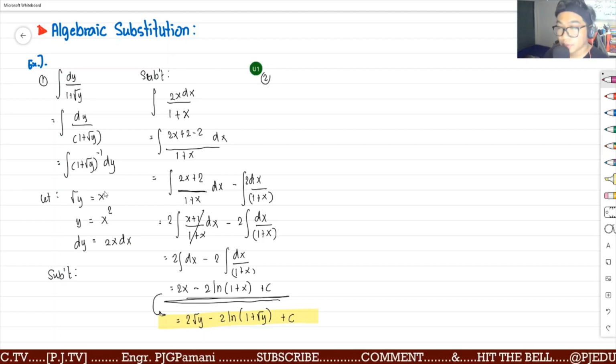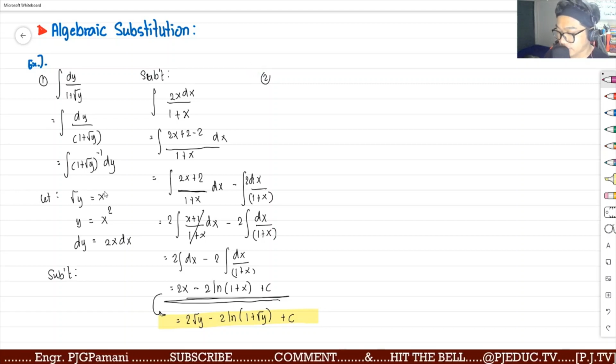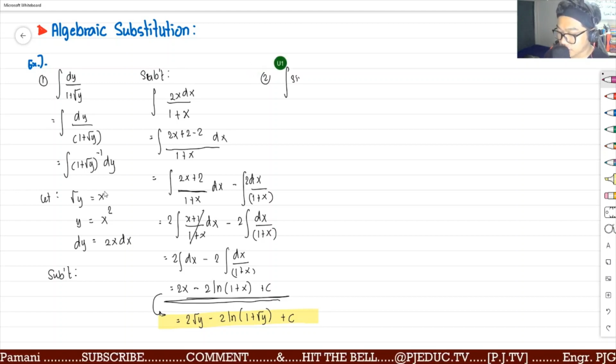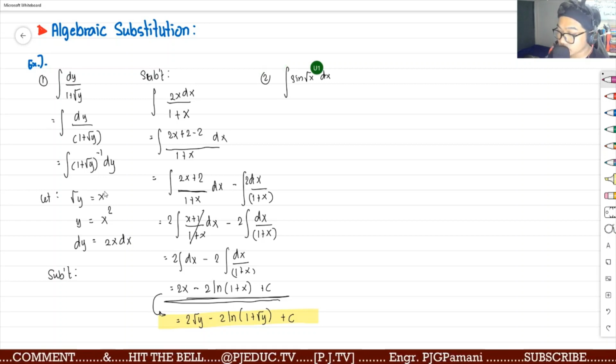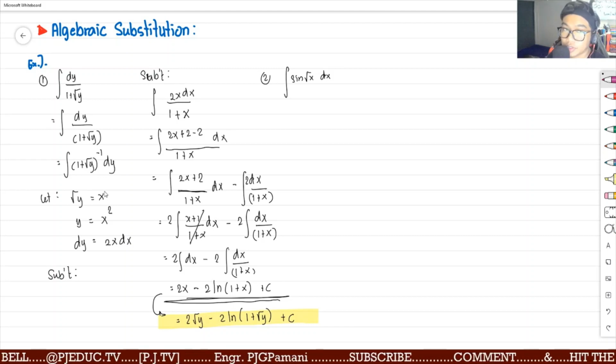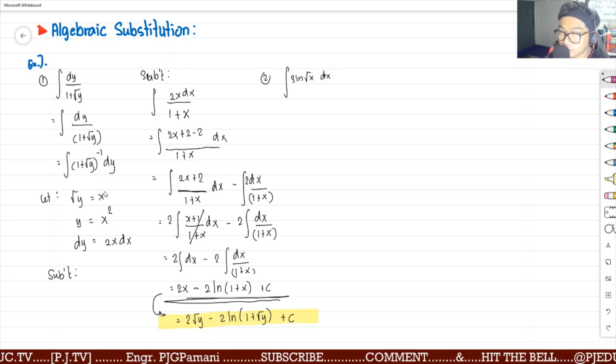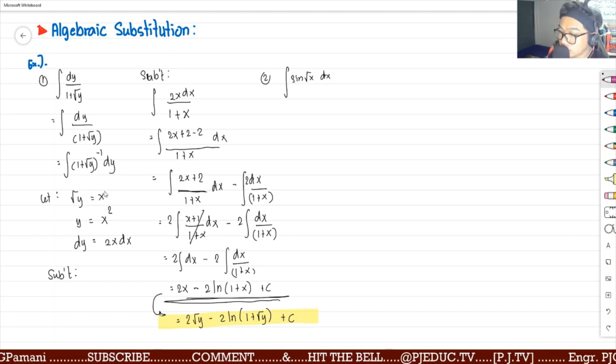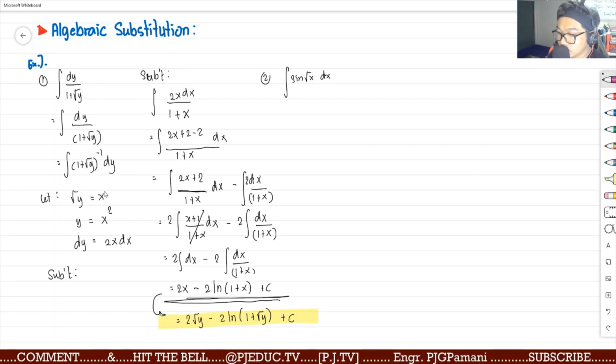So, for problem number 2, you're now asked to evaluate the indefinite integral of sine square root of x dx, right? Now, anong gagawin natin? Anong isa-substitute nating variable with this one? Anong i-consider natin na gagawa ng substitution? Square root of x po.